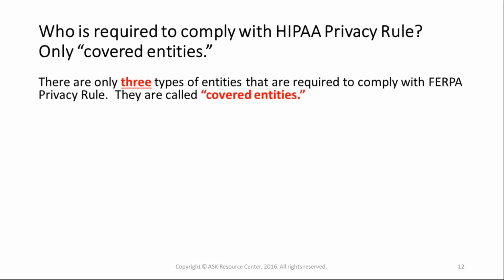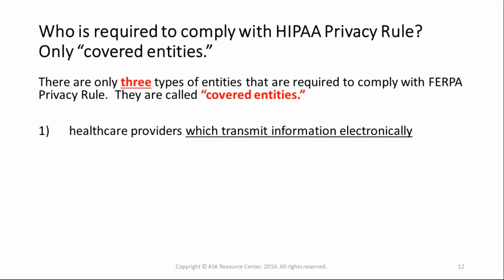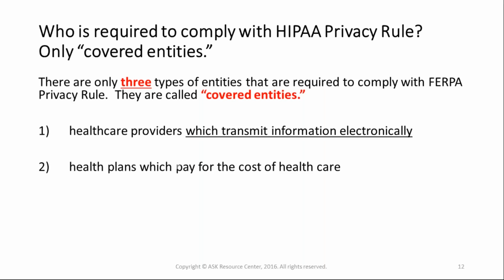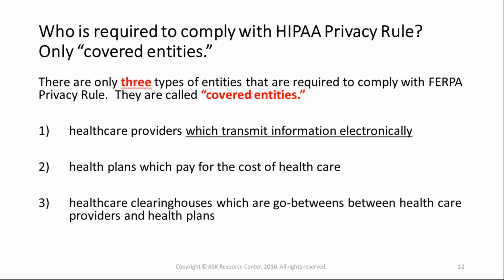In fact, there are only 3 types of entities that are required to comply with the HIPAA Privacy Rule. They are called covered entities under the law. And these entities are healthcare providers, which transmit information electronically, and almost all do now. Health plans, which pay for the costs of health care, and healthcare clearinghouses, which are basically go-betweens between healthcare providers and health plans. Think of it as all the people doing the coding and billing and all that between a physician and the insurance company.